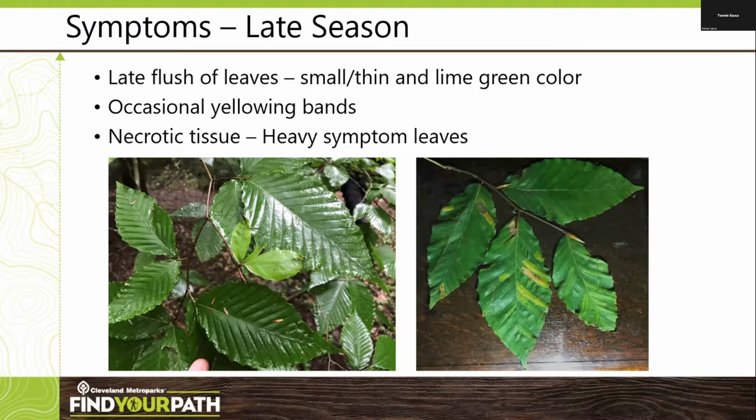We also see later in the season, throughout the summer, we can see those dark green bands become chlorotic or yellow. And some of them also develop a bit of necrotic tissue. And this tends to happen on the heavier symptom leaves, but it can occur throughout the season on those banded portions as well. In fact, you see a little bit of necrosis in there, and then on this band here as well.